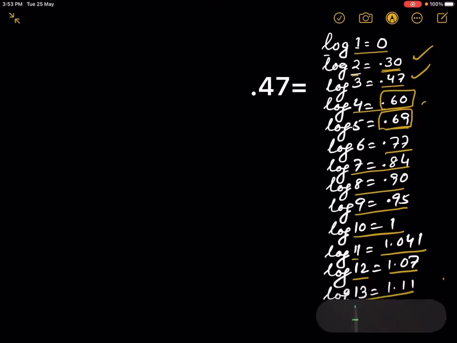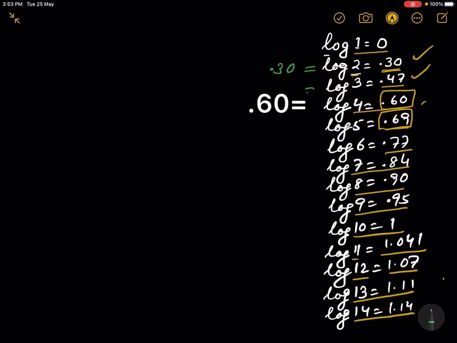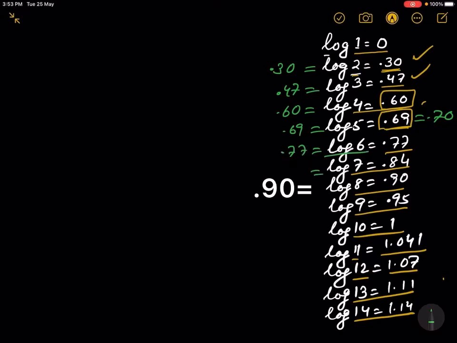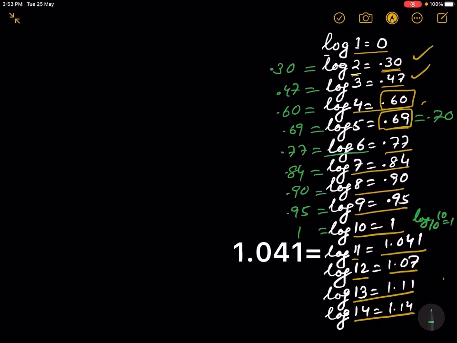0.30 is log 2. 0.47 is log 3. 0.60 is equal to log 4. 0.69 is equal to log 5, or you can say 0.70. 0.77 is log 6. 0.84 is log 7. 0.90 is log 8. 0.95 is log 9. 1 is equal to log 10. You can say log base 10 of 10 is equal to 1. Log 11 is 1.041.